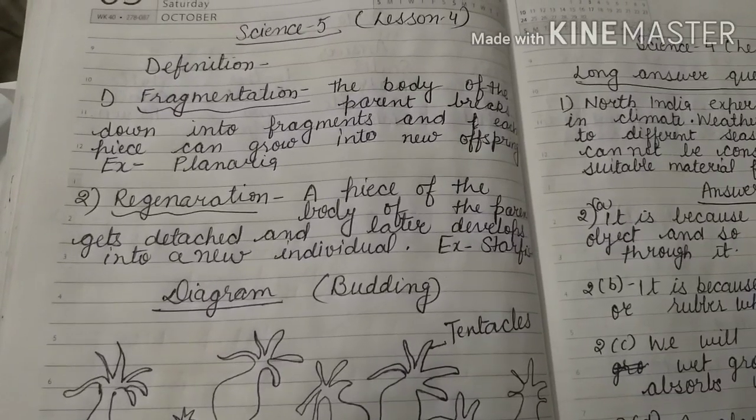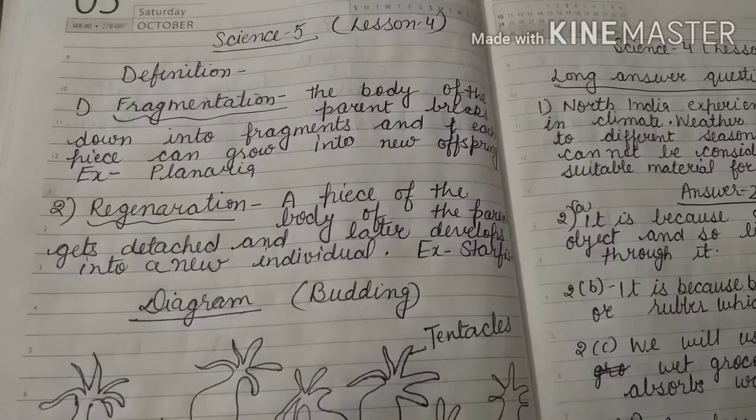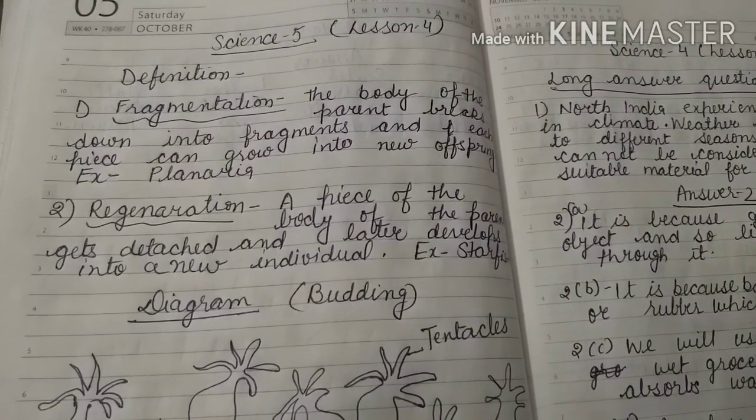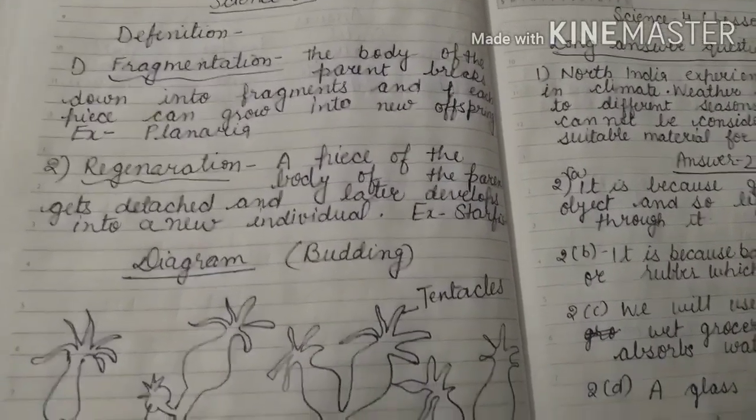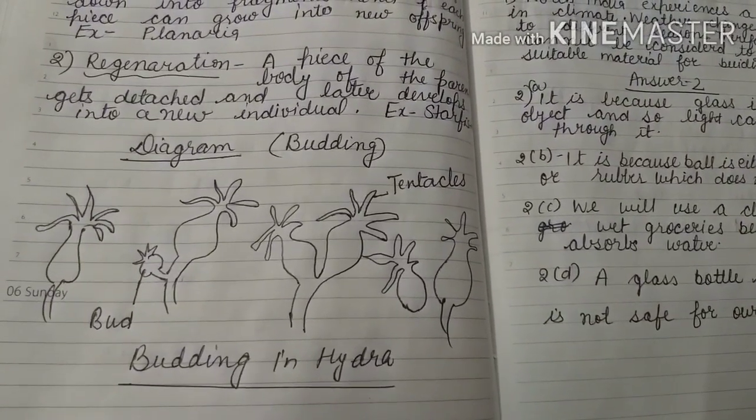definitions of lessons 1, 2, 3 and 4. And I have explained the definitions of lesson 4 also. I have shown you the diagram of lesson 4 also.